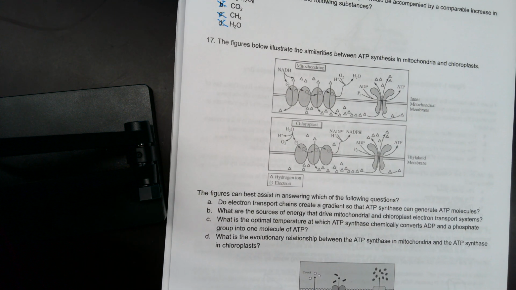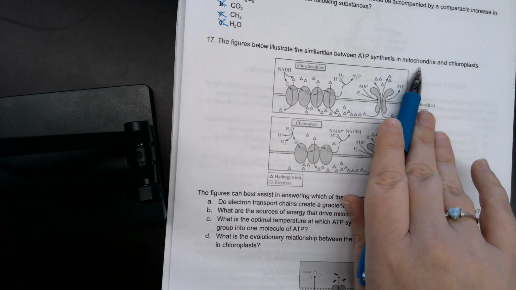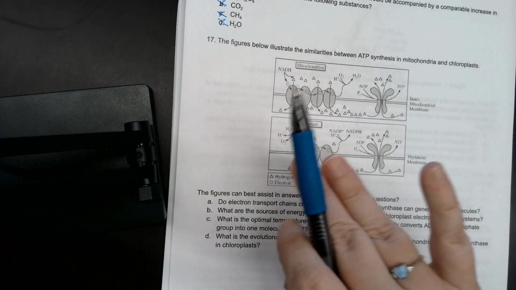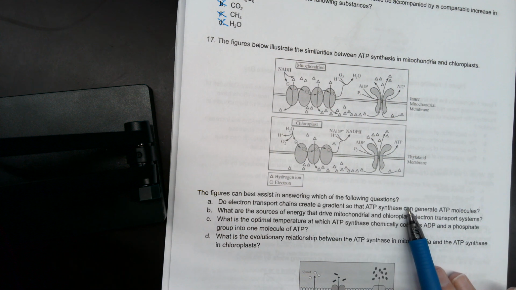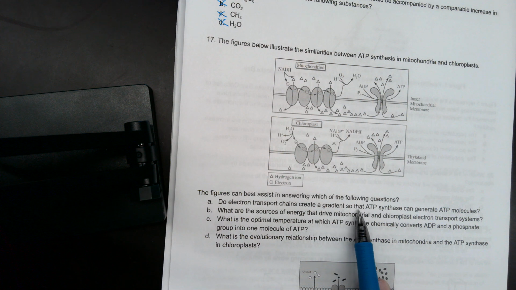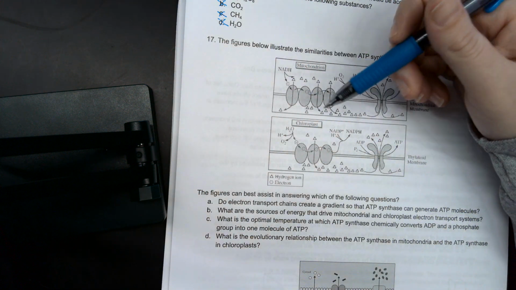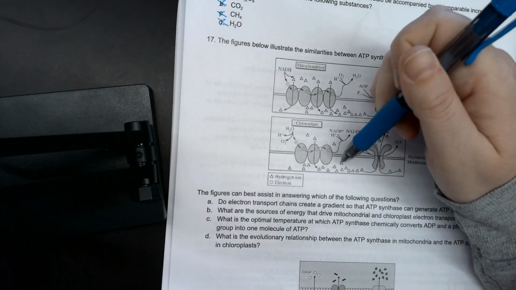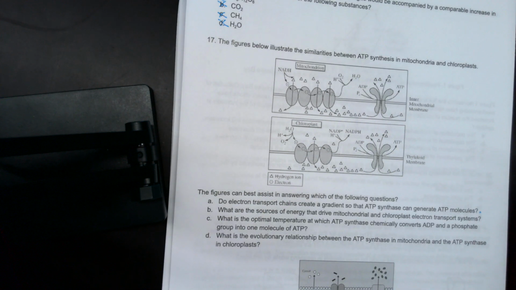17, it says, the figures below illustrate the similarities between ATP synthesis in mitochondria and chloroplast. Remember, mitochondrion is one mitochondria. Mitochondria is the plural. The figures can best assist in answering which of the following questions. A, do electron transport chains create a gradient so that ATP synthase can generate ATP molecules? Well, here we're seeing these different molecules making a gradient across a membrane that then goes on to make ATP. So honestly, A is looking pretty good right now.